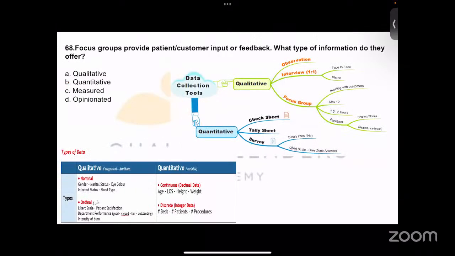Number 68, focus groups provide patient or customer input or feedback. What type of information do they offer? A, qualitative, B, quantitative, C, measured, D, opinionated.